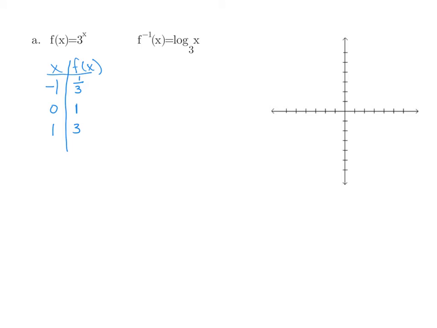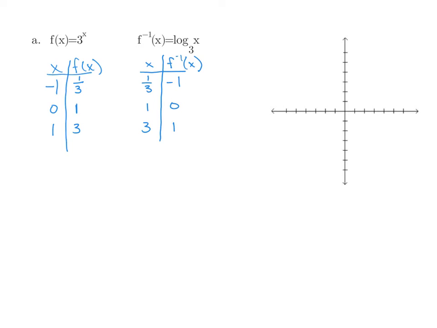Now I'm not going to calculate my logarithm. I'm going to use the fact that it is the inverse of 3 to the x, or the exponential. So I'm going to flip my columns. I'm going to let x be 1/3, 1, and 3, and I'm going to let my f inverse be -1, 0, and 1.